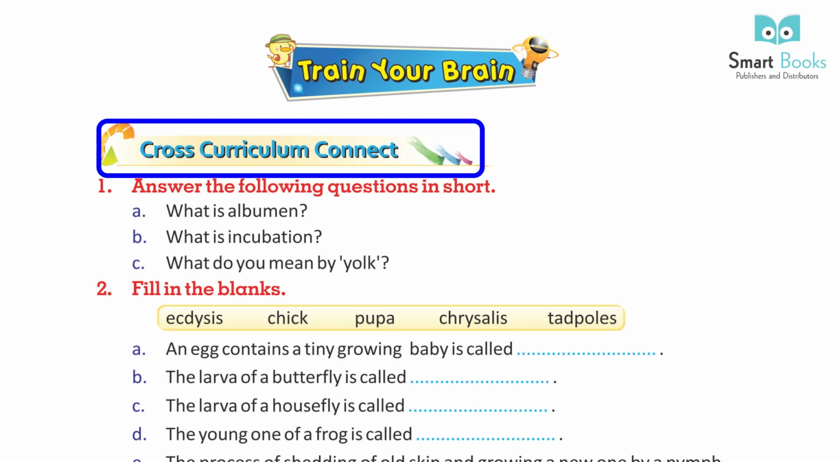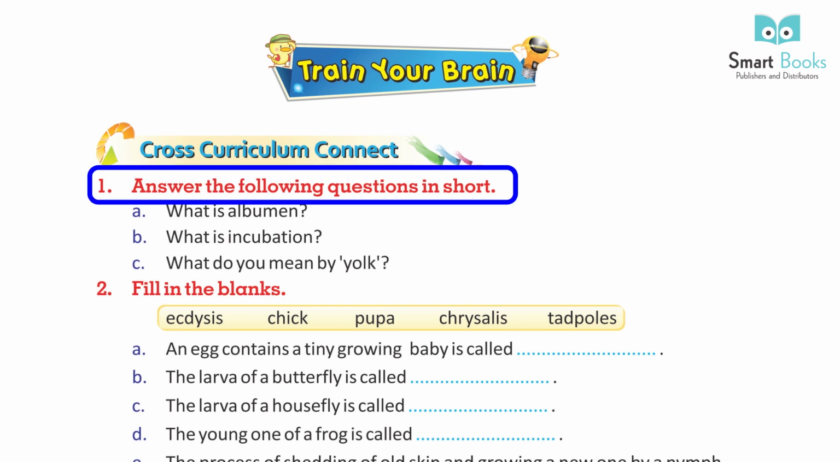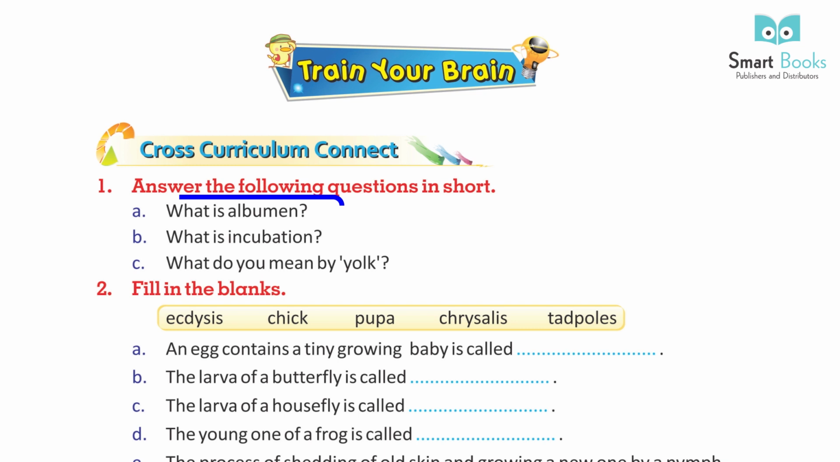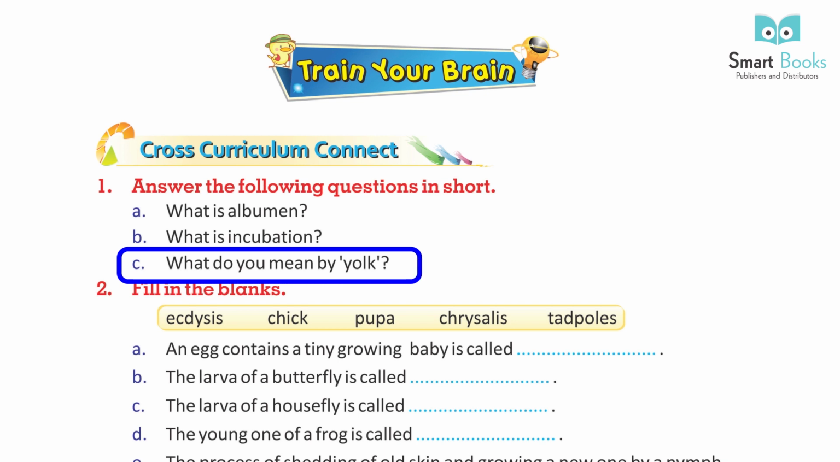Train your brain. Cross curriculum connect. 1. Answer the following questions in short. A. What is albumin? B. What is incubation? C. What do you mean by yolk?